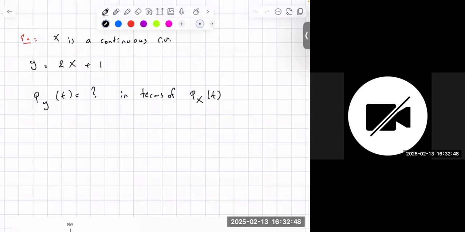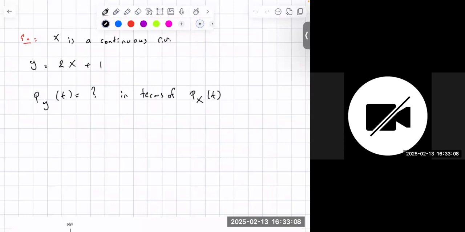Let's say I have a continuous random variable x, and somebody comes in and says, okay, I define another one, y, which is 2 times x plus 1. Very simple, right? So I take your random variable, I multiply it by 2, I add 1 to it. Now the question is, what happened to the density?